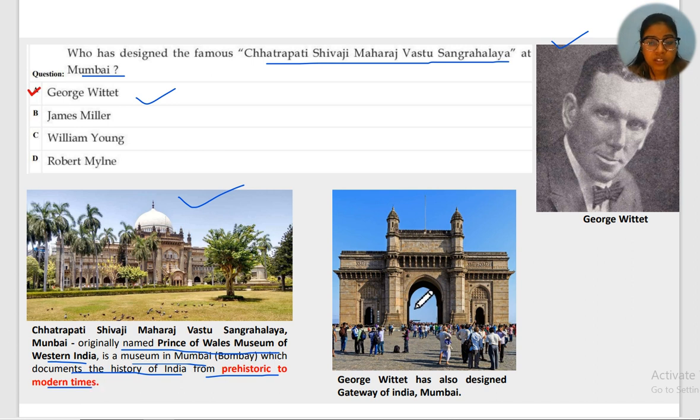One more thing for which George Wittet is famous is that he has also designed the Gateway of India, Mumbai. This is the Gateway of India. So George Wittet has also designed this.